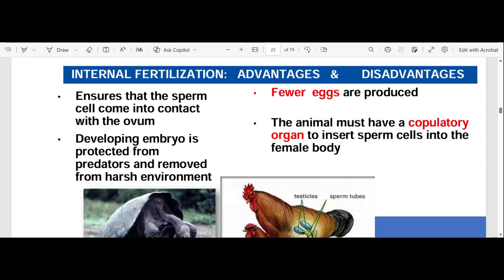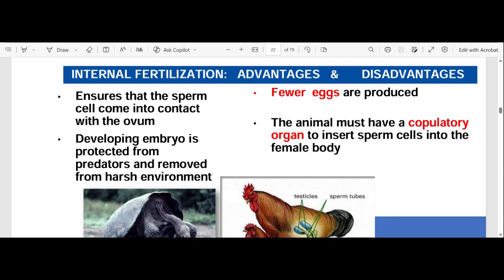Now, let's look at the advantages and disadvantages of internal fertilization. This is the first point: it ensures that the sperm cell comes into contact with the ovum. So that's the advantage. It's a guarantee because it's happening within the mother's body.